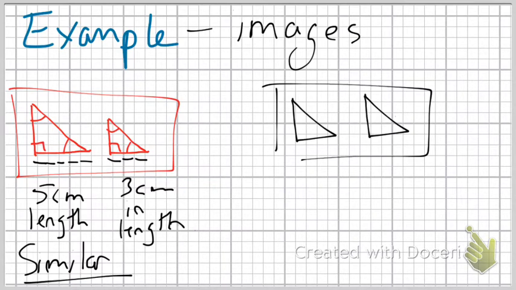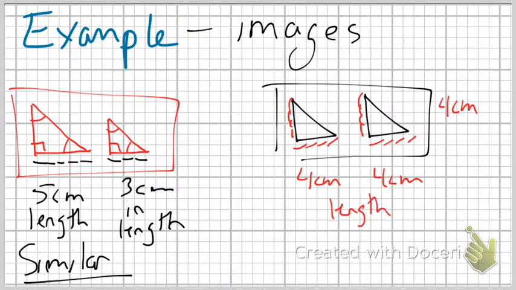Now, if we look at these two triangles here, they're facing a different direction. This one's more upward, this one's more sloping down. But we're still going to count them out. 1, 2, 3, 4. 1, 2, 3, 4. They're both 4 centimeters in length. Let's look at the other side, their height. 1, 2, 3, 4. 1, 2, 3, 4. They're both 4 centimeters in height. And their interior angles are also the same.